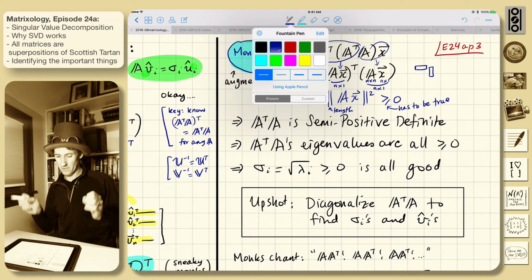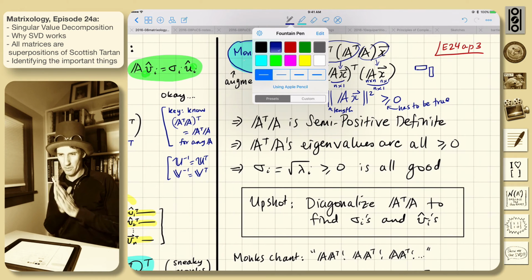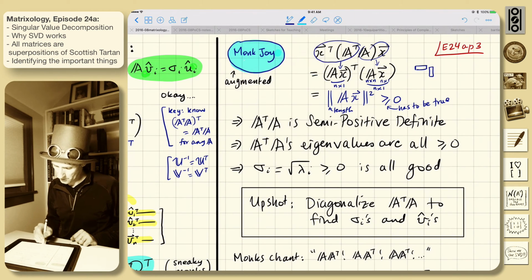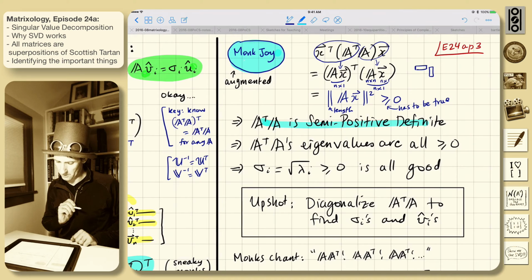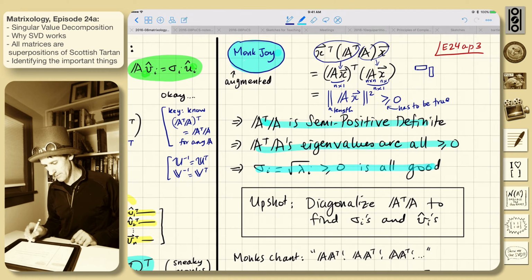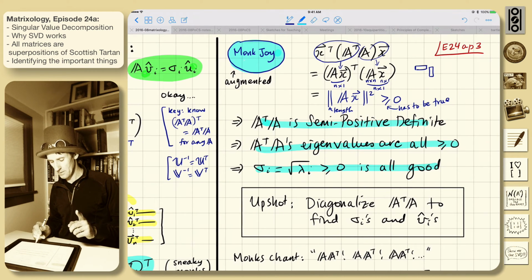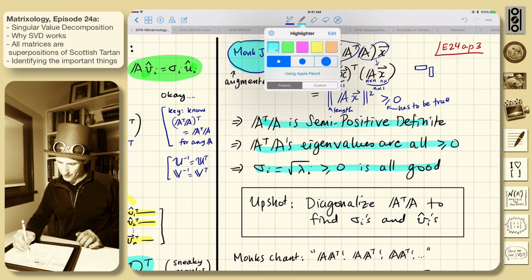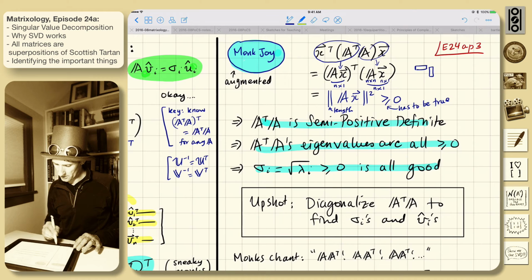And so we can do this thing. We made this claim that we wanted the sigmas to be greater than 0, and that's okay. So that's what's going on here. There are these steps. It means it's semi-positive definite. Eigenvalues are all greater than or equal to 0. And therefore, we can find their eigenvalues, take the square root, and get a positive number. So it's sensible.